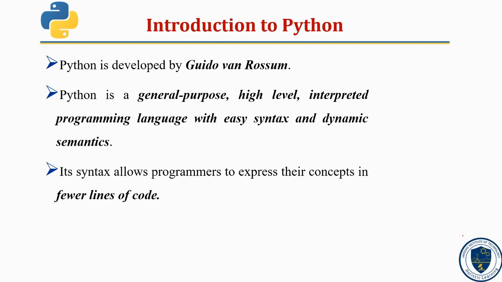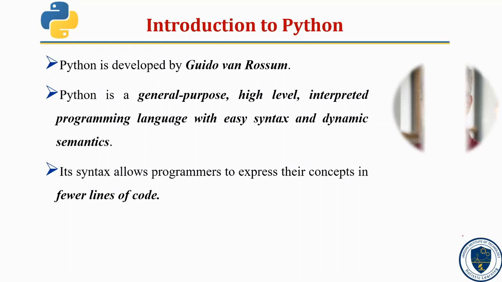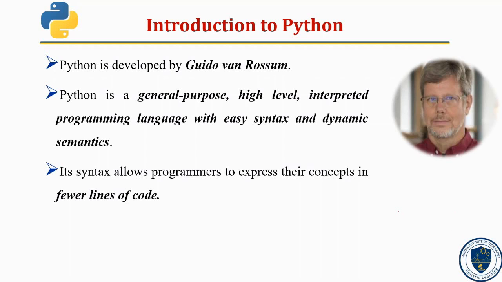Python is a popular and fastest growing programming language. It was developed by Guido van Rossum and released in 1989. We might be thinking Python has been named after the Python snake, but it's not. Python is named after the comedy television show Monty Python's Flying Circus. Python is a general purpose, high-level, interpreted programming language with easy syntax and dynamic semantics.